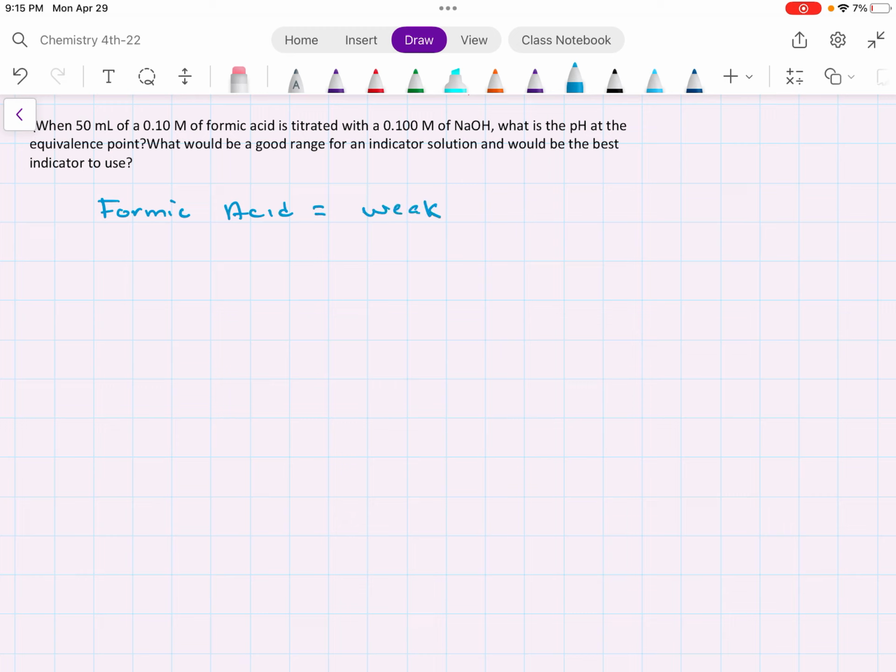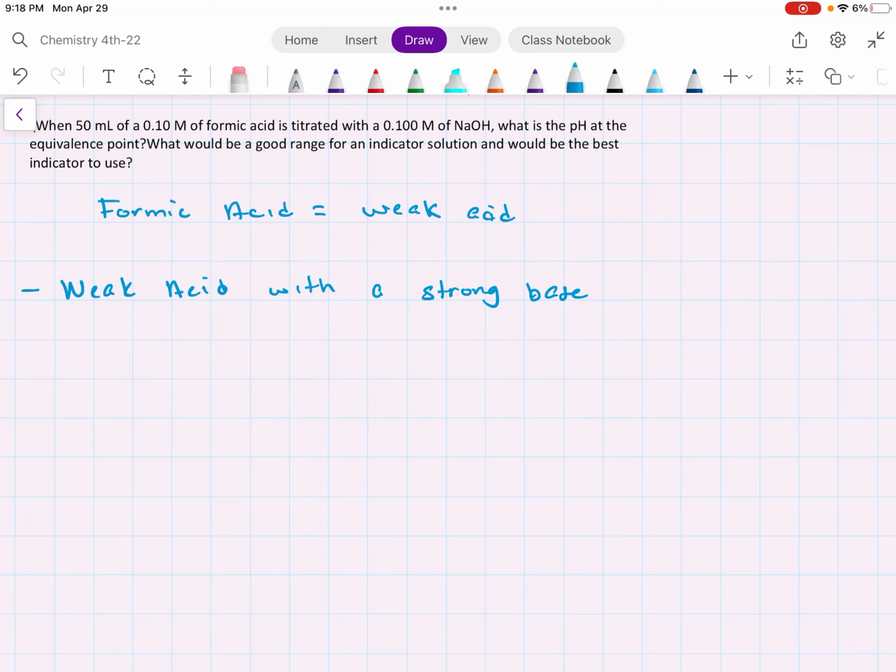So our titration is going to be a weak acid with a strong base. Now, based on my curves that I saw the other day, I know that this equivalence point is going to be right above 7, so it's going to be slightly basic, okay? Okay, so let's get this one started.